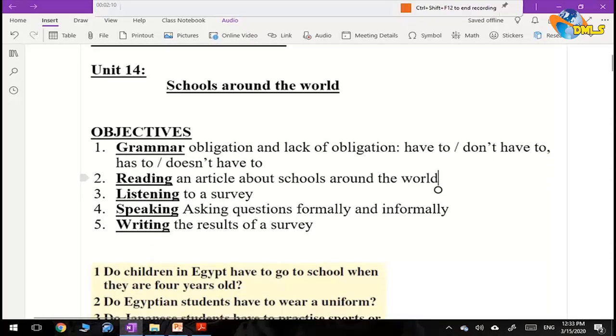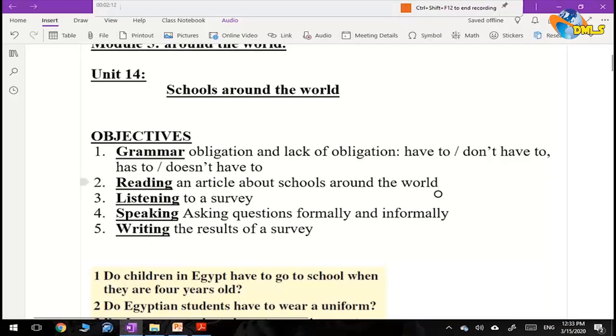We have these objectives to cover today, these 5 objectives. The first part will be grammar. We will learn and identify new grammar about obligation and lack of obligation using the verb to have to, and don't have to. That's for the plural, positive and negative. Then we have has to and doesn't have to. That's for the singular, positive and negative as well.